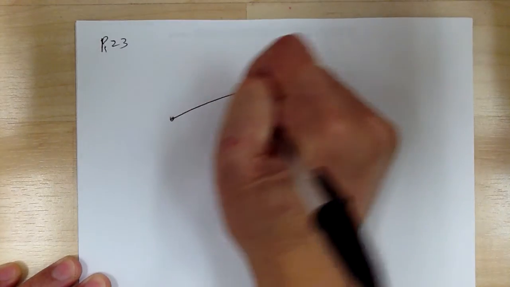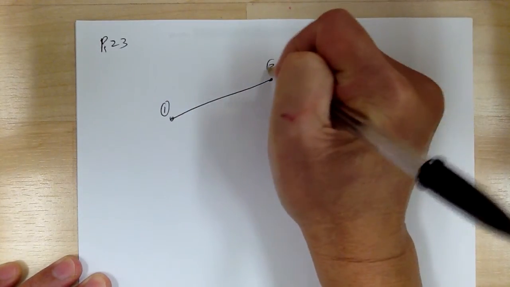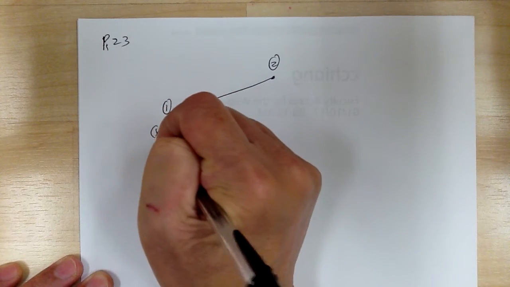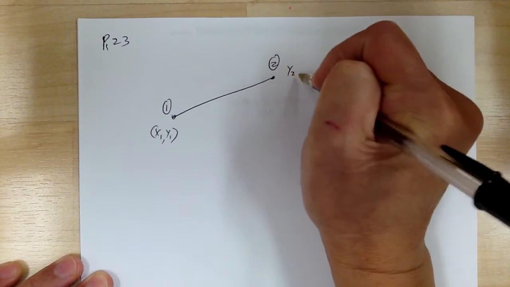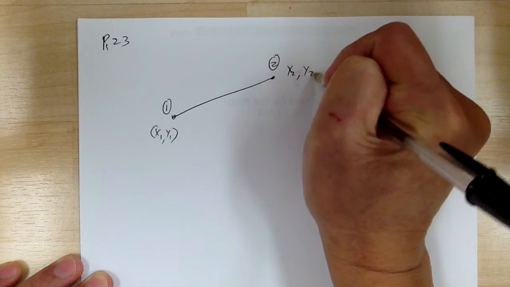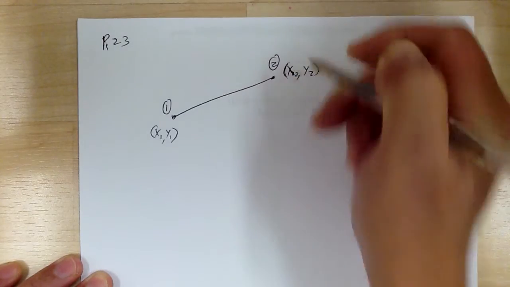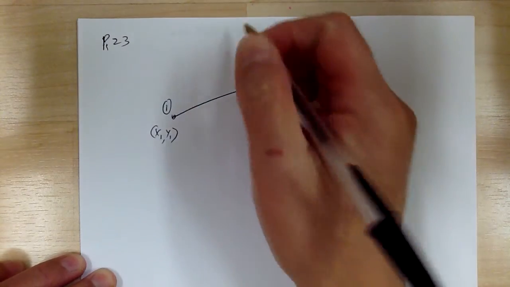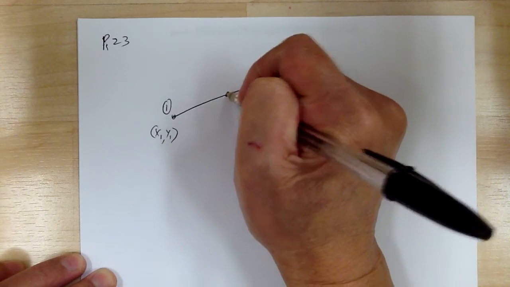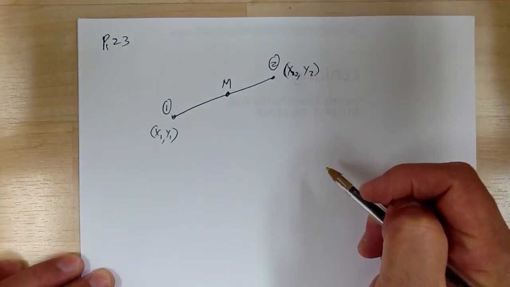So if you have a line segment, and this is point 1, this is point 2. So this is your x1, y1, and this is your x2, y2. And if you're going to find the midpoint, which means divide this into 2, the midpoint is right over here. We can call this M or P, doesn't matter.